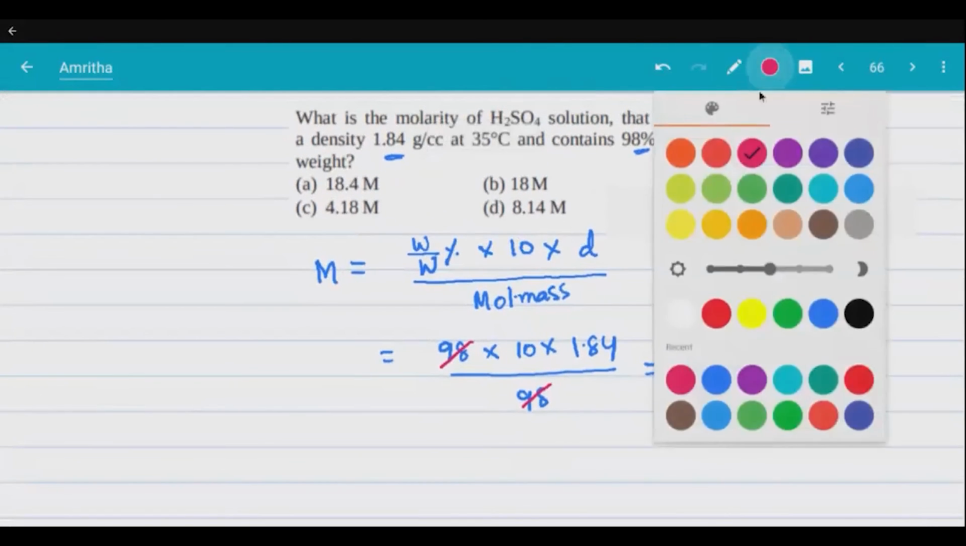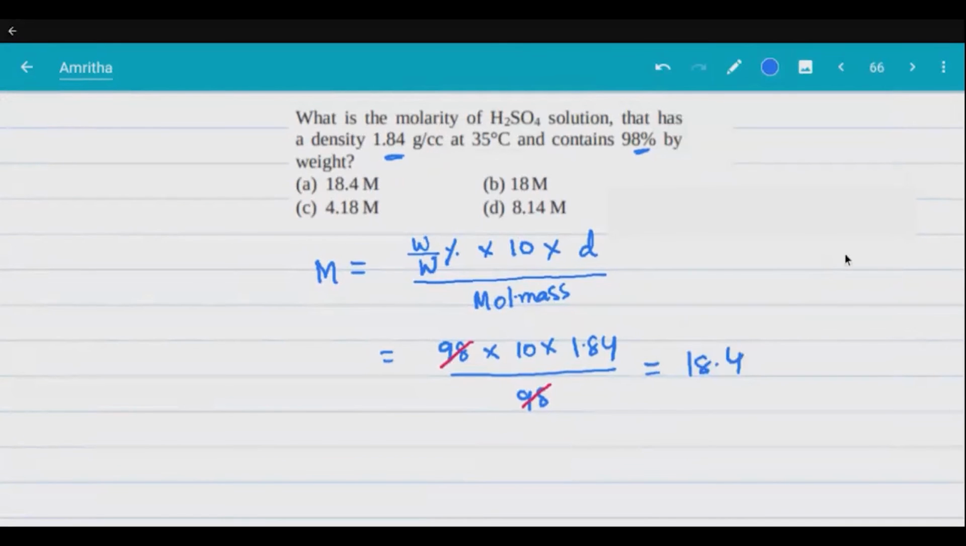Sir, if I forget this formula, how do I proceed? No, M is equal to n by V. This we must know. V must be in liters. So if you take V in ml, then you must multiply by 1000. We must know this.